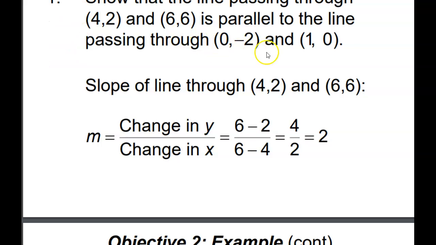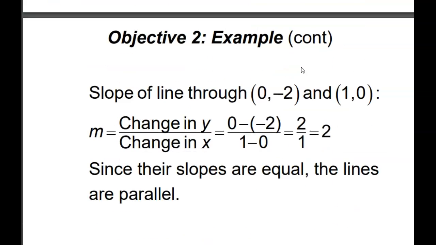So I'm going to do the same thing for the other line, these other 2 points, and see if I also get a 2. If I do, they are parallel, and if I don't, they are not. So you have to calculate the slopes and then draw your conclusion.